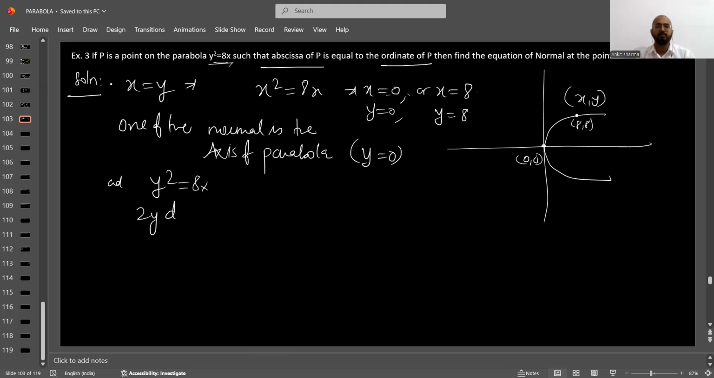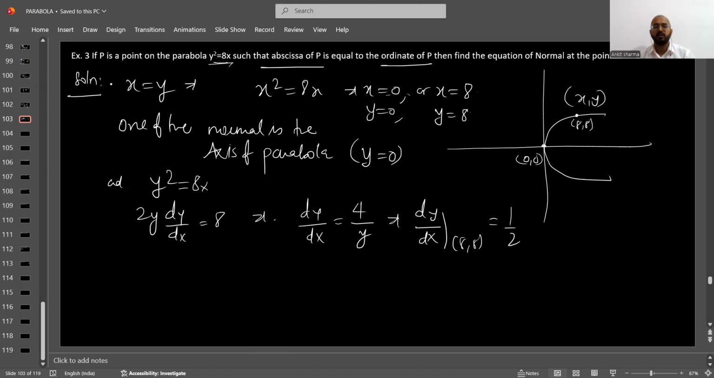This gives me 2y dy over dx is equal to 8. So from here I get dy over dx is equal to 4 over y. Now I want slope at the point, dy over dx at 8 comma 8. So this gives me half. So this is the slope of the tangent. So therefore, slope of the normal would be minus 2.